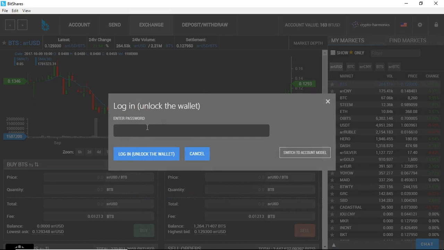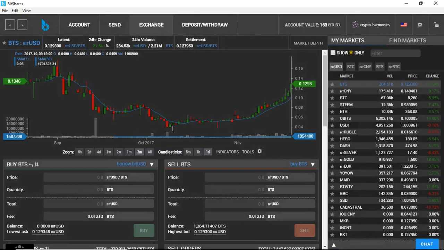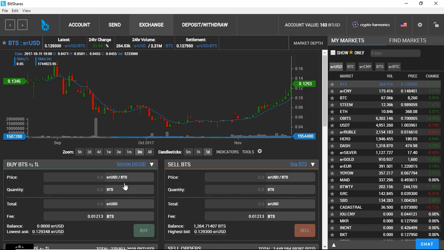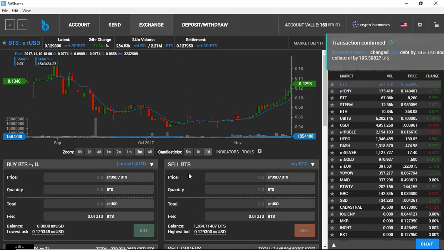And so I would just enter in my password. Okay, and confirm. And look, before I do that, let's look at the fee here. Look at the fee, crazy low, 0.01 Bitshares. So what is that? It's like a tenth of a penny, maybe something like that. So pretty low fees, and you can actually get lower fees. I'm not going to go into that right now, but let's go ahead and confirm that. Okay, and then we can see transaction confirmed, US debt by 10 BTC.